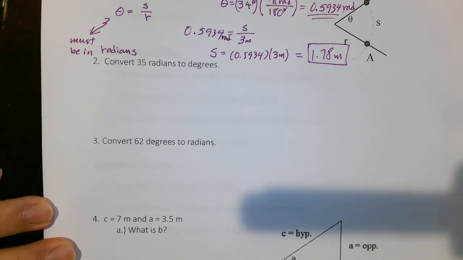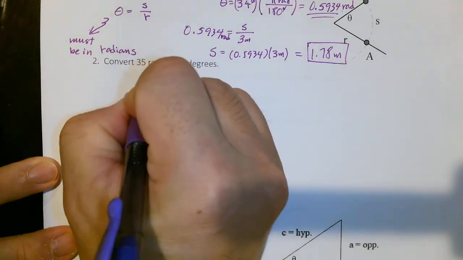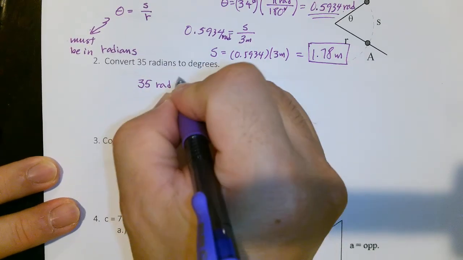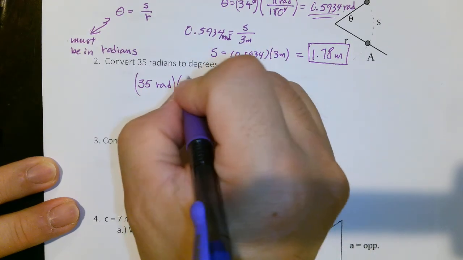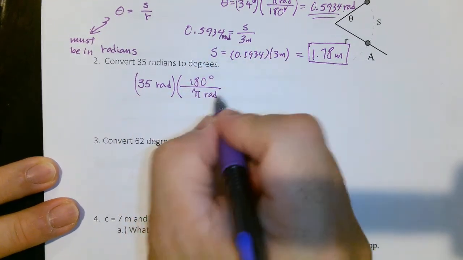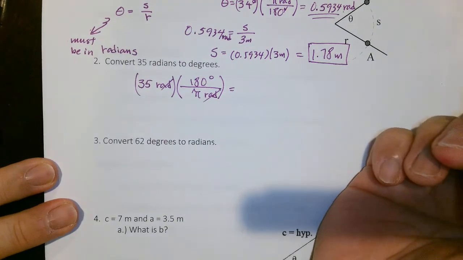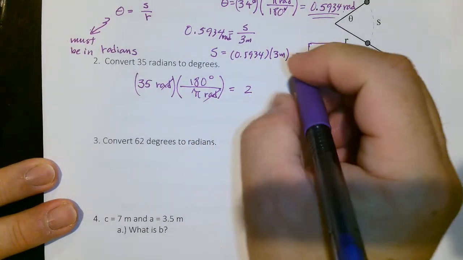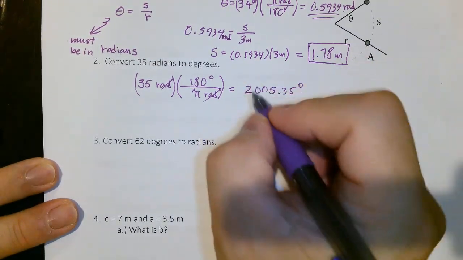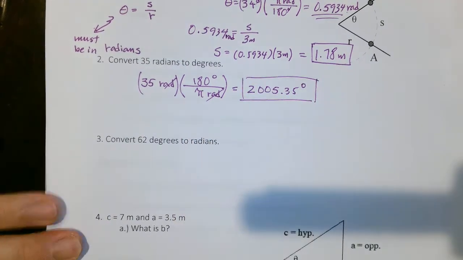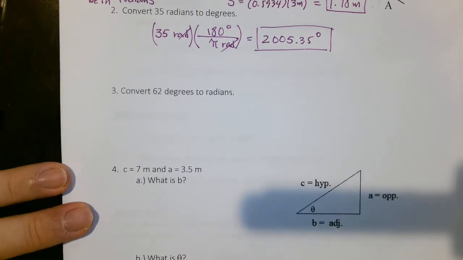All right. Let's take a look at number two. Convert 35 radians to degrees. So 35 radians, we want to convert that into degrees. So in pi radians, there are 180 degrees. And again, the radians will cancel out, okay? And if you use your calculator properly, I think you'll get something like 2,005.35 degrees. Okay. Any questions so far? Okay.